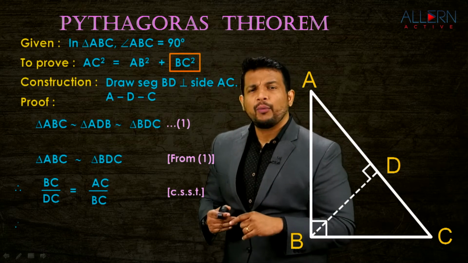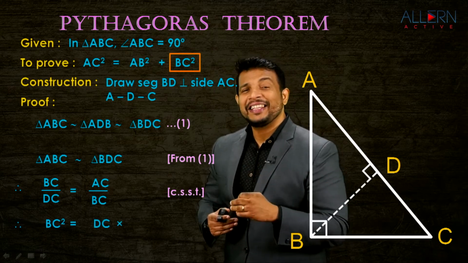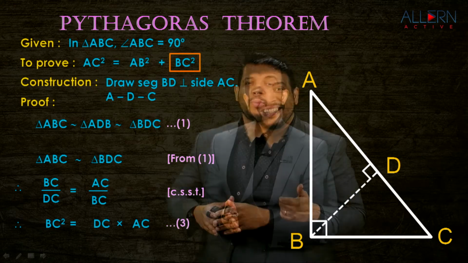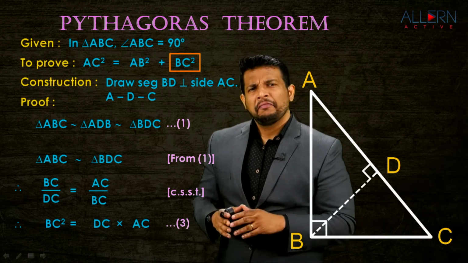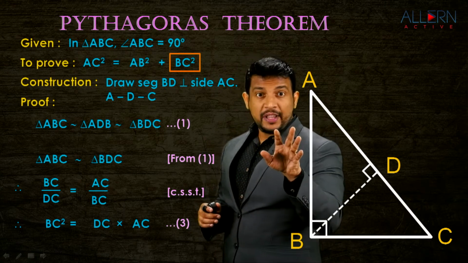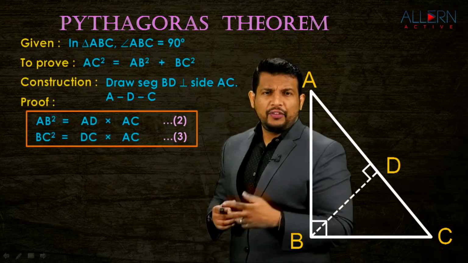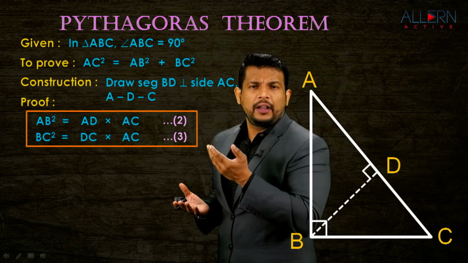Now just cross multiply. What do we get? BC square is equal to AC into DC. We got that, and that's result number 3. Was that easy? Very easy, right? Now you know what has happened. We wanted AB square, we got that. We wanted BC square, we got that. Where did we get it? In result number 2 and result number 3.